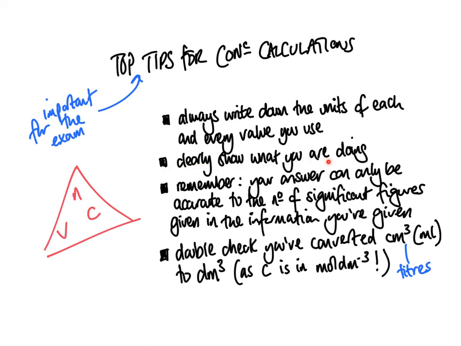That can sometimes lead to a big issue. Going back here, just clearly show what you are doing, so show it step by step as you go through a calculation, and show clearly the formulas that you're using, whether they've been rearranged or whatever. And then finally, just remember your answer can only be accurate to the number of significant figures given in the information you're given at the beginning. So if you're given 3 significant figures, your answer needs to be 3 significant figures. If you're given only 2 significant figures for the concentration at the beginning, then your answer needs to be 2 significant figures.